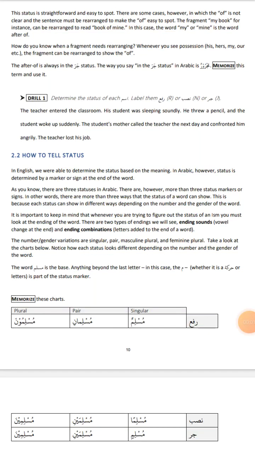How to tell status. In English, we are able to determine the status based on the meaning. In Arabic, however, status is determined by a marker or sign at the end of the word. As you know, there are three statuses in Arabic. There are, however, more than three status markers or signs. In other words, there are more than three ways that the status of a word can show. This is because each status can show in different ways depending on the number and the gender of the word.